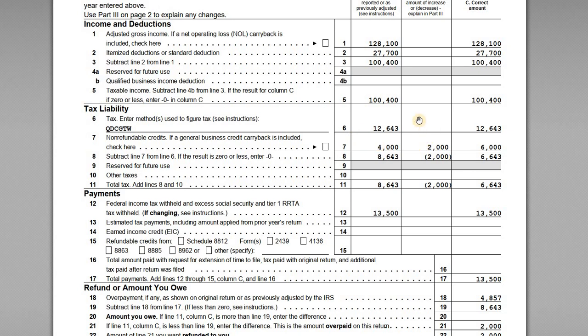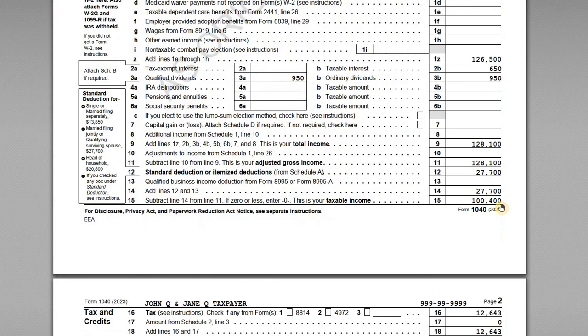Now, the tax liability, $12,643. That tax was calculated using the qualified dividends and capital gains tax worksheet. If you didn't have any qualified dividends or capital gains, then you might have just used the regular federal tax tables. But in our case, the taxpayer does have those types of income, so that's how we calculated that amount of tax. Now, line 7, the non-refundable credits, that $4,000 represents the child tax credit of $2,000 per child for 2 children. So we were able to claim $4,000 of CTC.